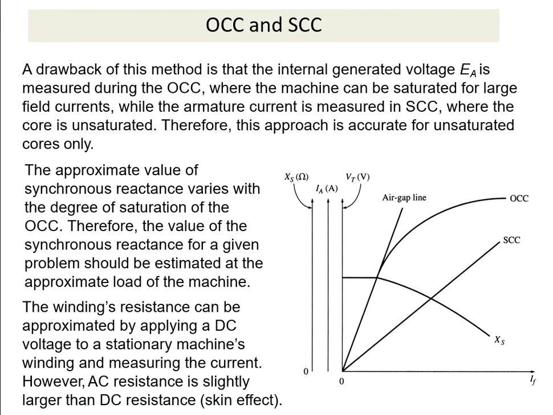The winding resistance can be approximated by applying a DC voltage to a stationary machine winding and measuring the current. However, AC resistance is slightly larger than the DC resistance due to the skin effect.